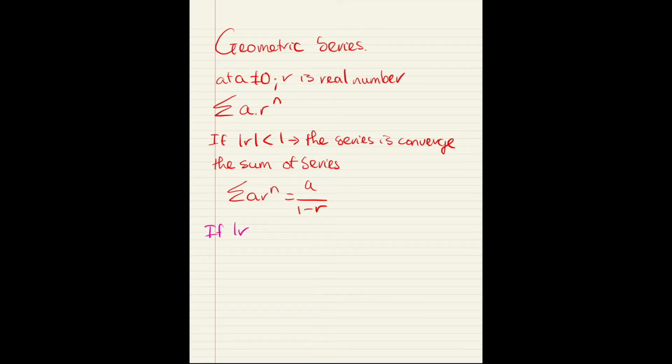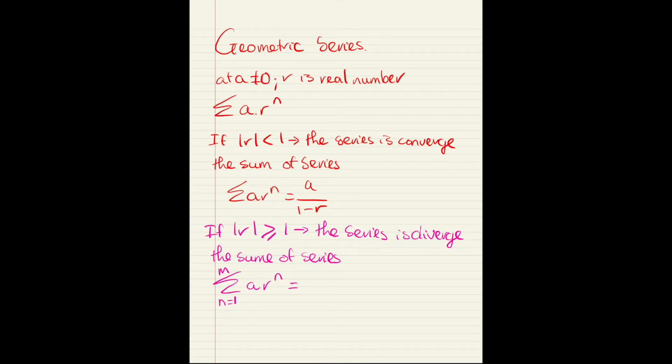If the absolute value of r is bigger than or equal to 1, the series is divergent, and the sum of the series, the sum from n equals 1 to m of a times r to the n, equals a times (1 minus r to the m plus 1) over 1 minus r. So please don't confuse between these two.